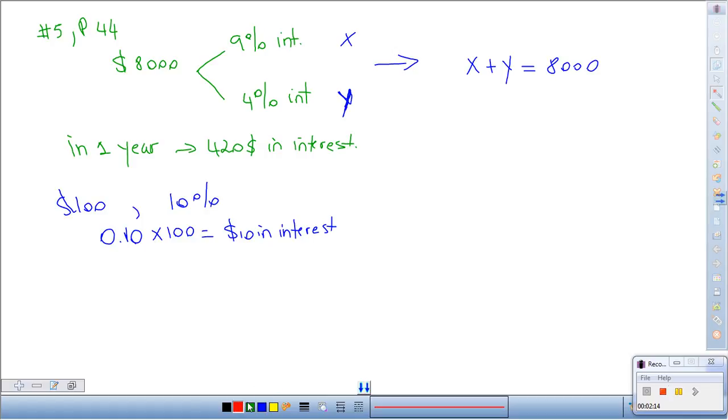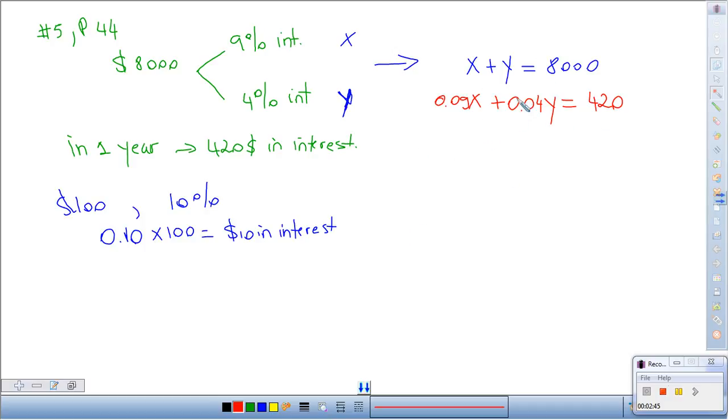Well, that's exactly what Isabel did. She invested the X amount of dollars at 9% interest. How can we write that? Well, it's 0.09 times X. And the Y amount of money, she invested it at 4% interest, which can be represented by 0.04 times Y. And in total, she's earned $420. Now we have our two equations.